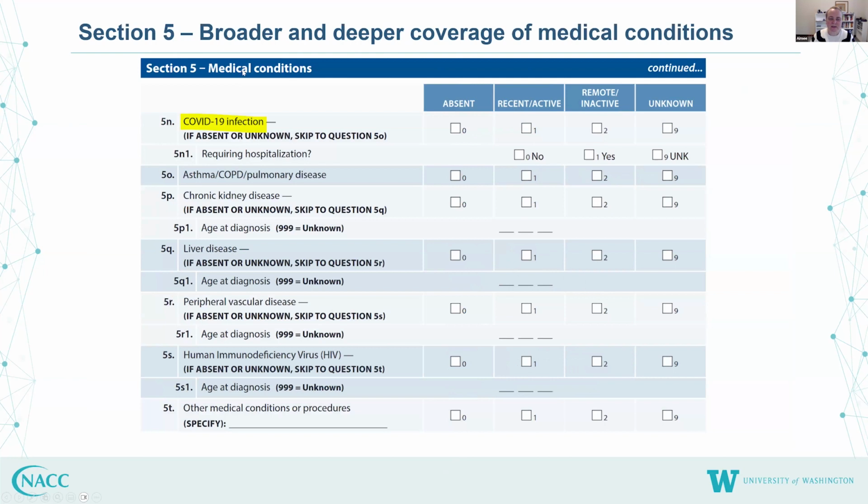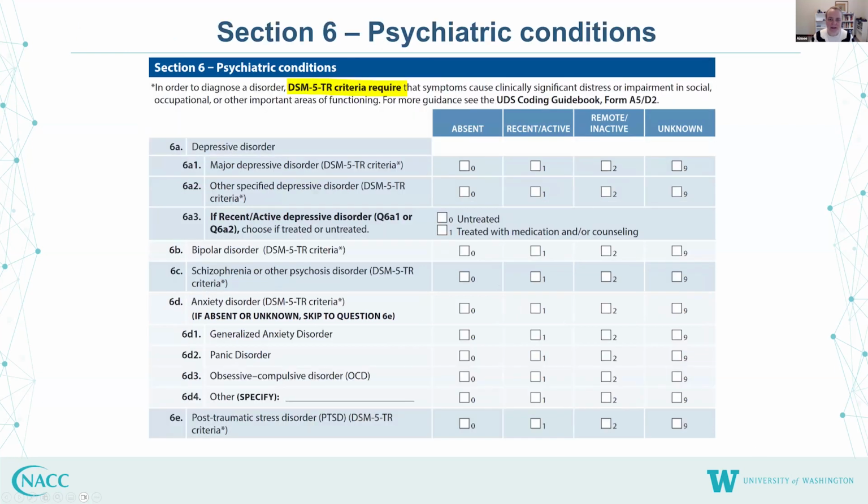Continuing in section 5, we've added broader and deeper coverage of medical conditions, including adding COVID-19 infection, adding chronic kidney and liver disease, peripheral vascular disease, and HIV. For psychiatric conditions, many of these were present previously in UDS version 3, but we call out that the researcher should be using DSM-5 criteria for coding these in the health history section of the UDS.